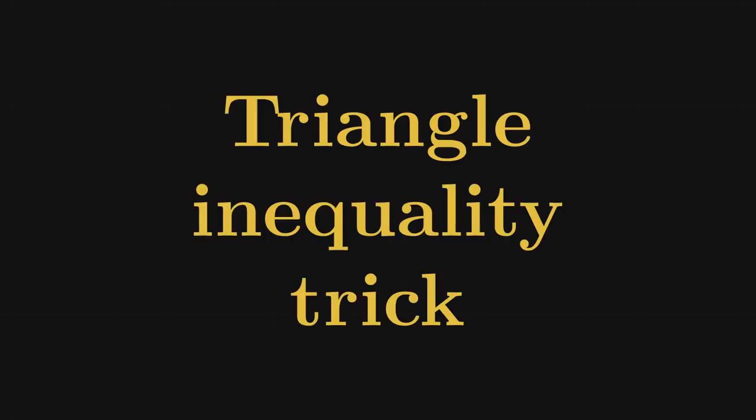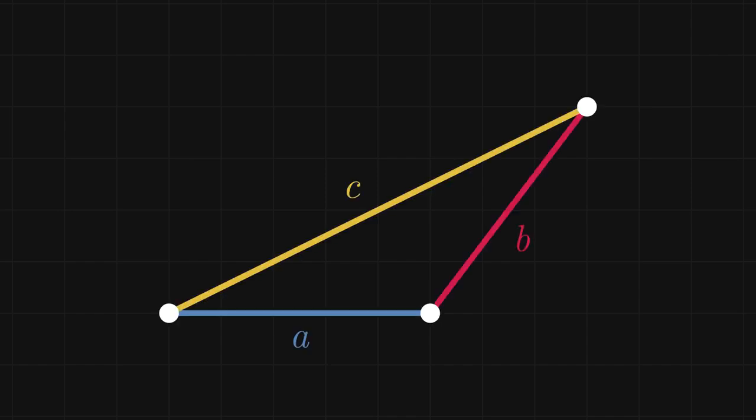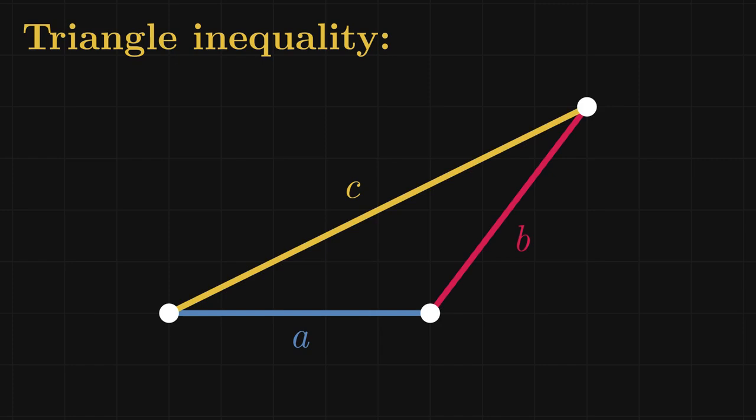Alright, one last example, something which I like to call the triangle inequality trick. This is my personal favorite, something that I've used on research level problems. It's a well-known fact of planar geometry that if you have a triangle of sides a, b, and c, then the length of any side is less than the sum of the other two. Mathematically speaking, c is less than a plus b. This is known as the triangle inequality.